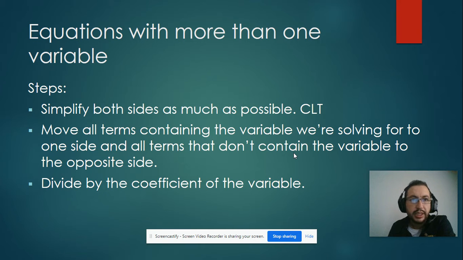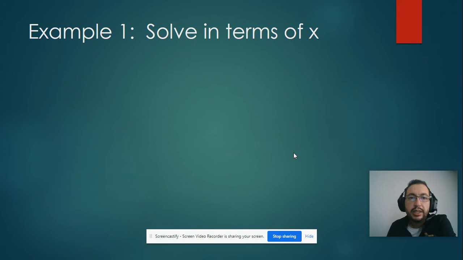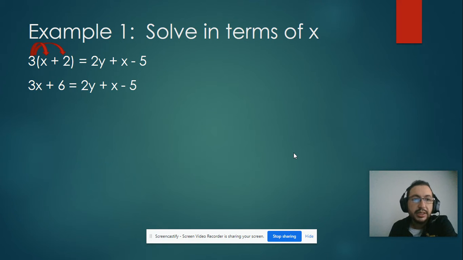Let's go over an example. In this one, we're going to solve in terms of x. We have the equation 3 times (x plus 2) equals 2y plus x minus 5. First step will be to simplify, or get rid of the parentheses. In this case, use the distributive property. So we're going to multiply the 3 times the x and the 3 times the 2. So we have 3x plus 6 equals 2y plus x minus 5.